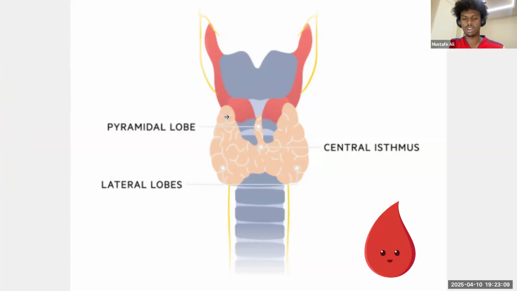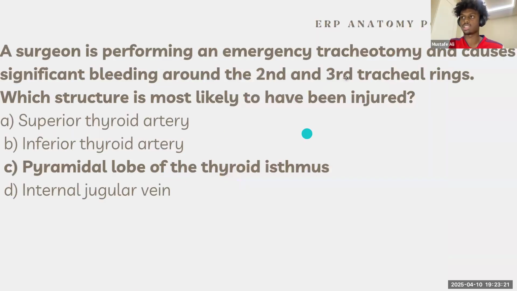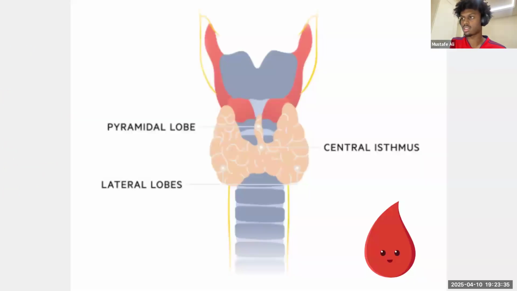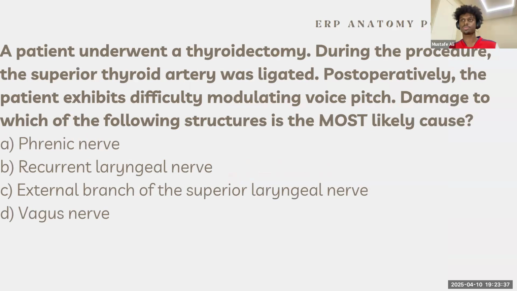The superior thyroid artery supplies the upper lobe at around the first tracheal ring, whilst the lower lobe, which is supplied by the inferior thyroid artery, is supplied around the sixth tracheal ring. So they wouldn't necessarily get damaged if there was significant bleeding around this area or in an emergency tracheotomy. Now, the internal jugular vein, we will talk about it in a question after, but it isn't present in this area either. Yeah, that's that question. Let's move on.